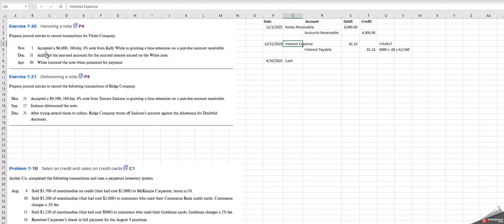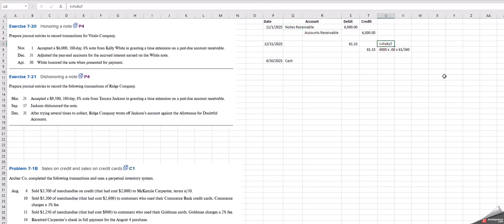On November 1st, they accepted a 180-day 8% note from Kelly White, granting a time extension on a past due receivable. The accounts receivable is going to be credited, and we are going to put that into notes receivable. So we're giving them more time and we're able to charge them interest. Then at the end of the year, we want to accrue that interest.